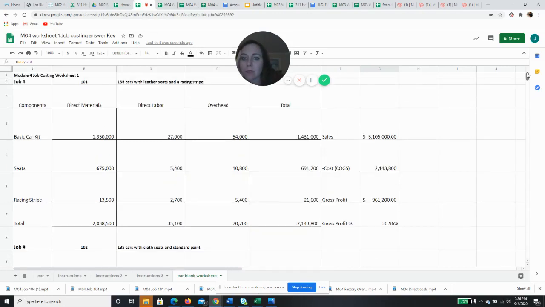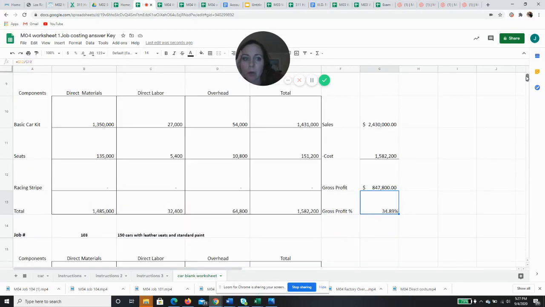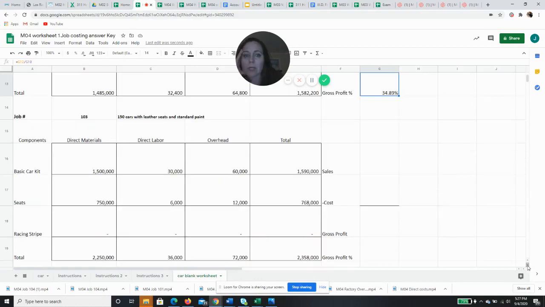Let me see what our differences are. Job two has no leather seats and no racing stripe. So either the leather seats or the racing stripe is bringing down our margins. All right. By the time we get to job 104, we may have a better idea.